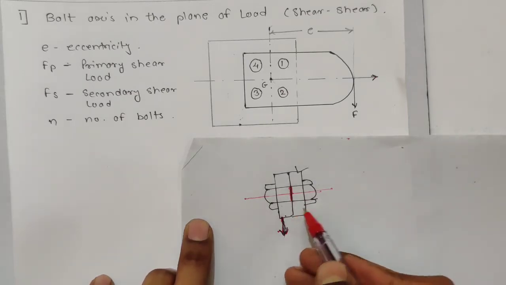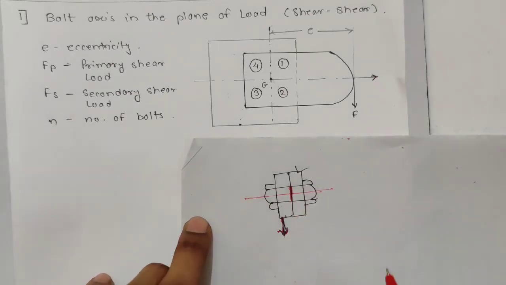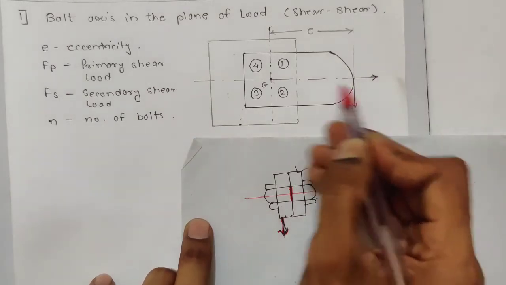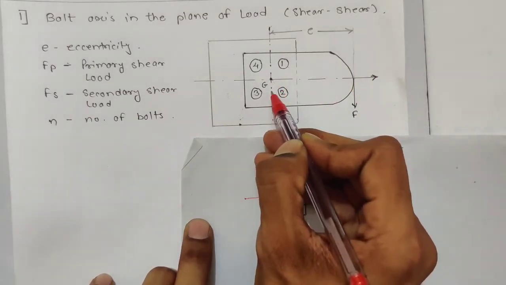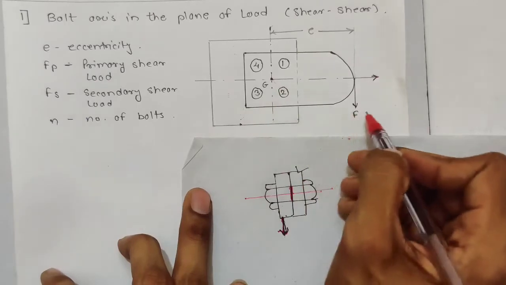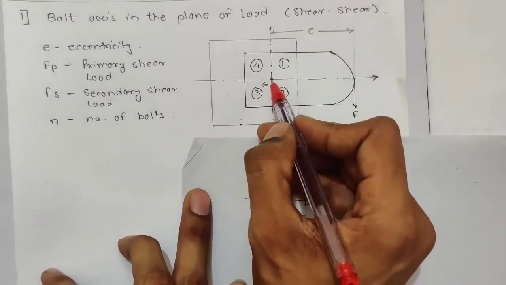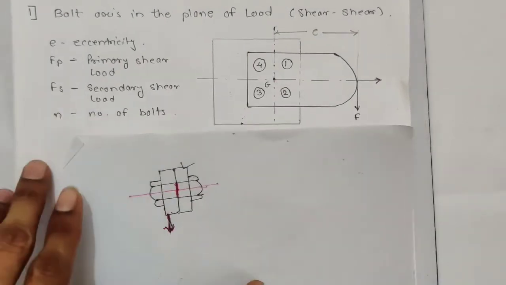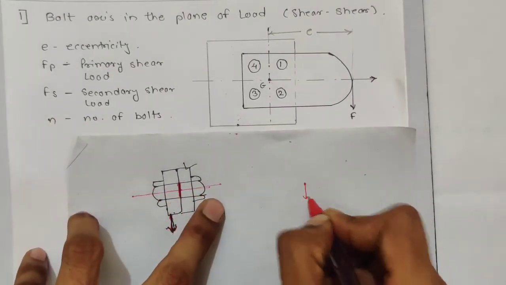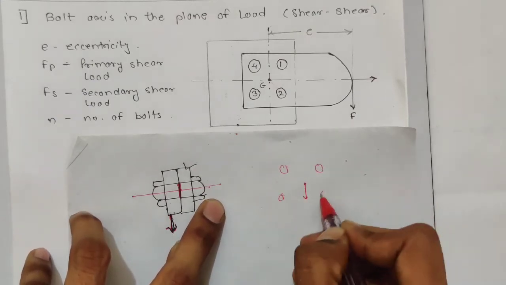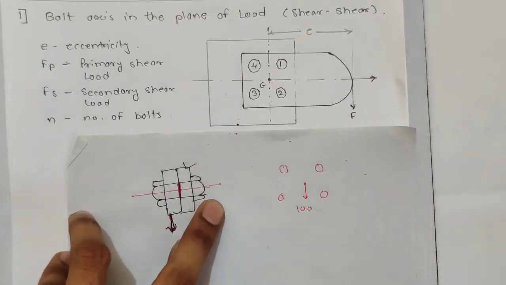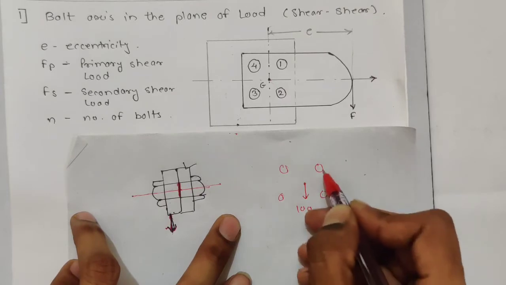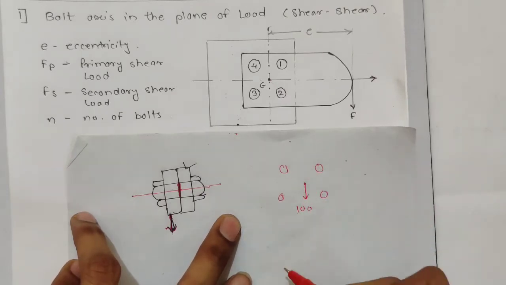Okay, so we call it the primary shear load. Now I already said we remove this load and keep it at the CG. How much of this force will be carried by each of the 4 bolts? We have 4 bolts and only one force acting at the center, the CG. So if this value is 100, how much load will be carried by an individual bolt?